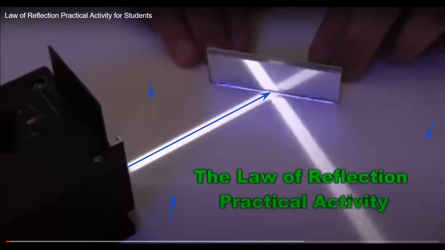Okay. If it is on the surface, this reflecting ray also will be on the paper surface. If the incident ray is on the paper surface, where would be the reflecting ray? On the paper surface.